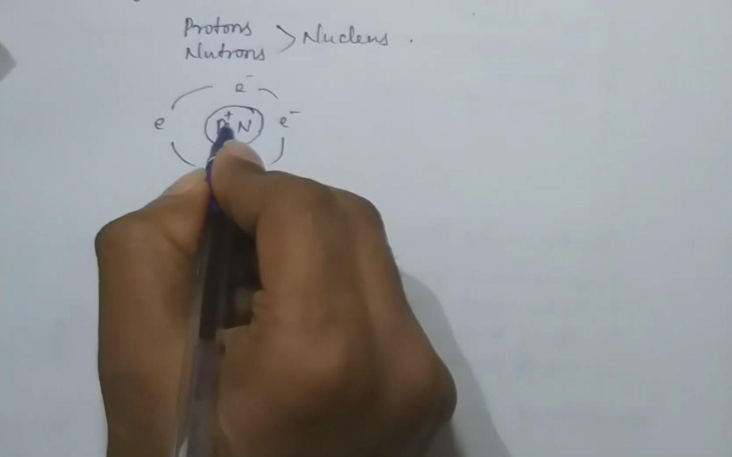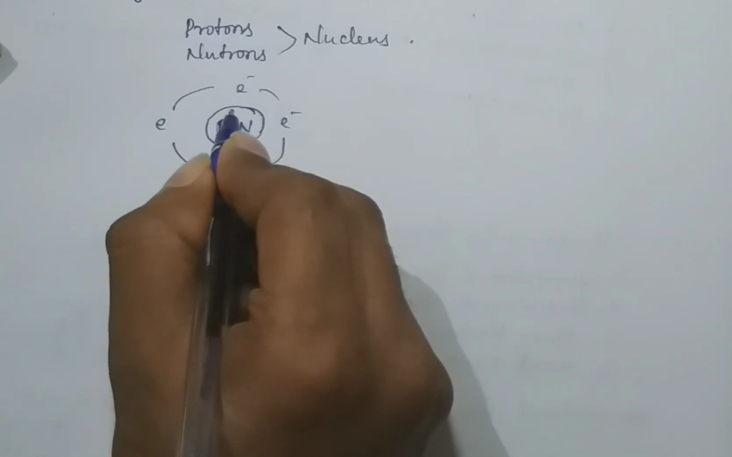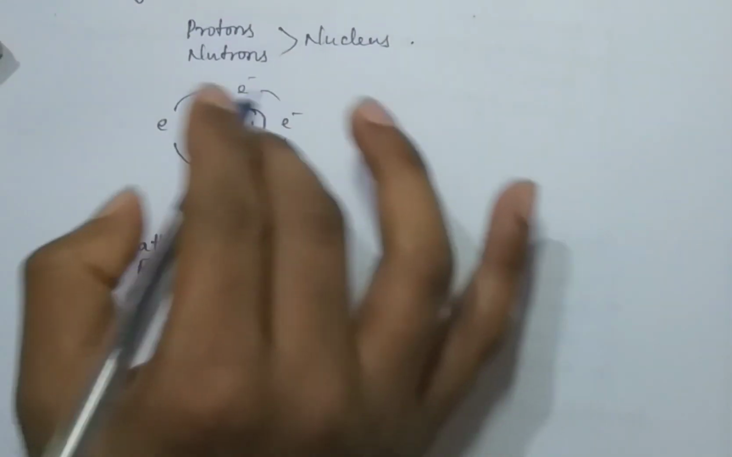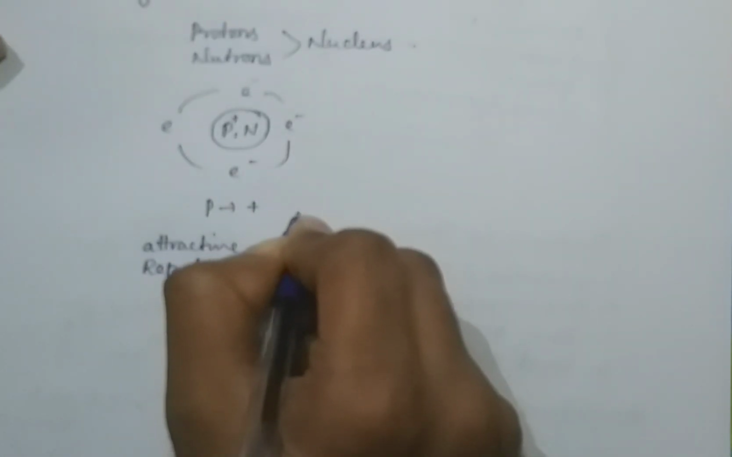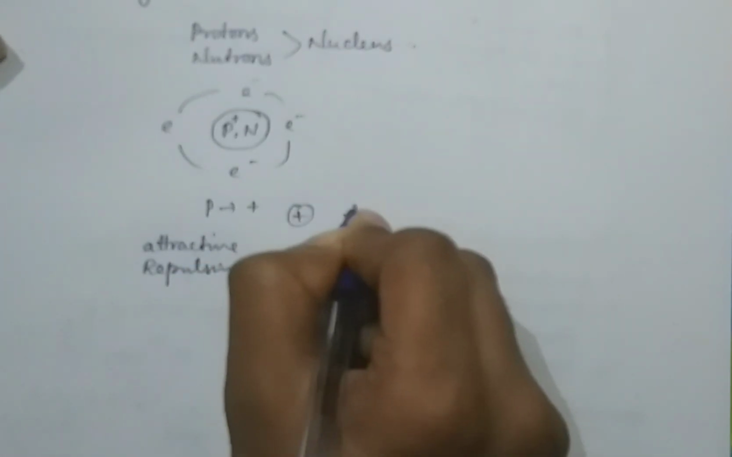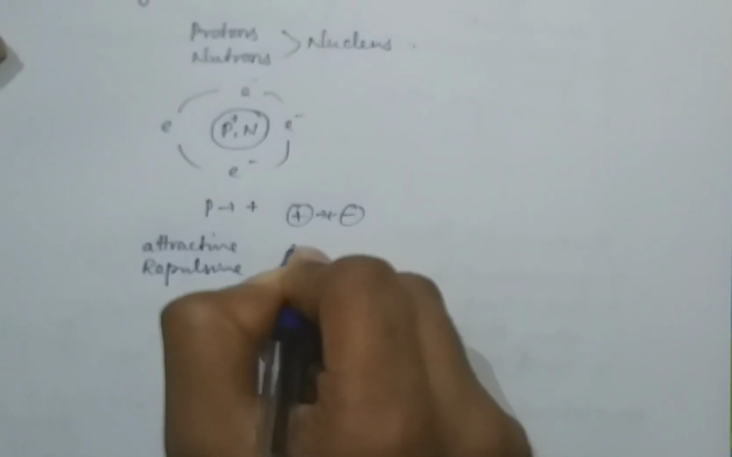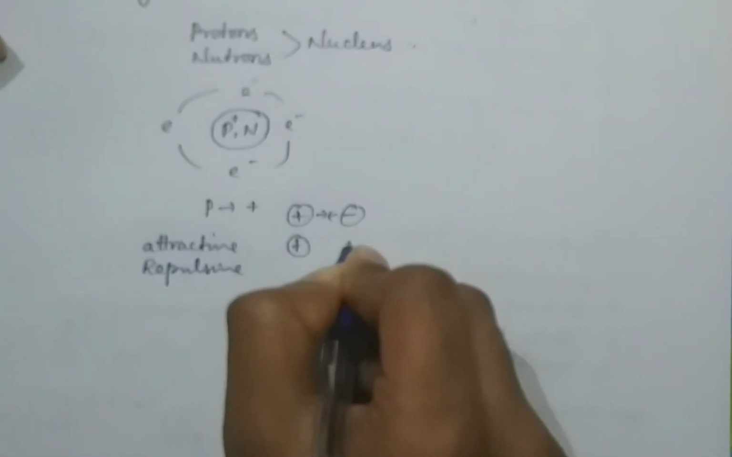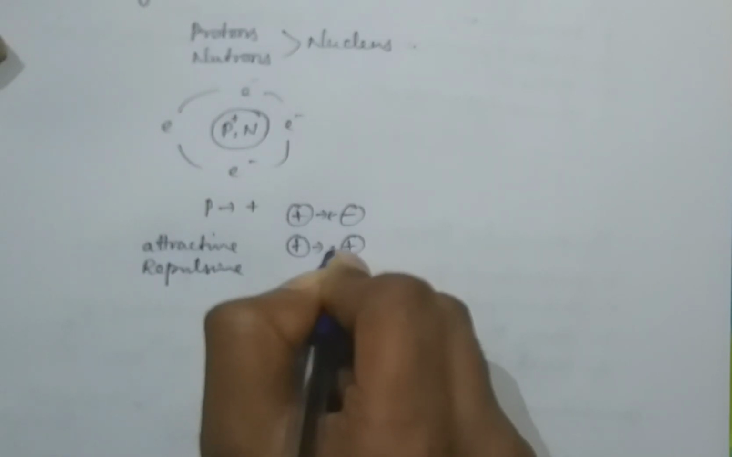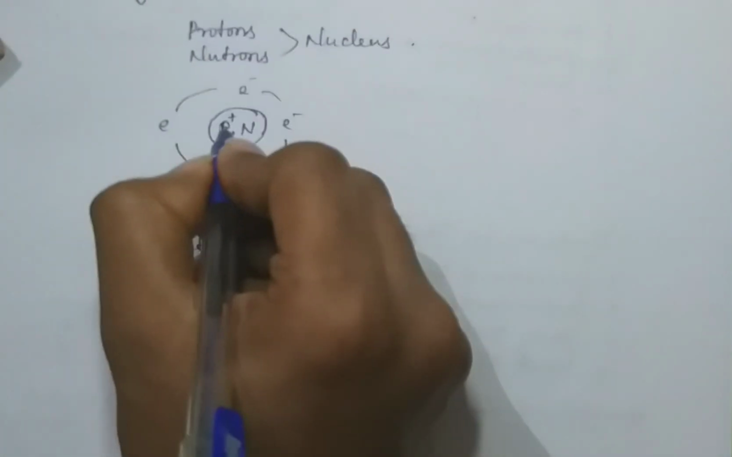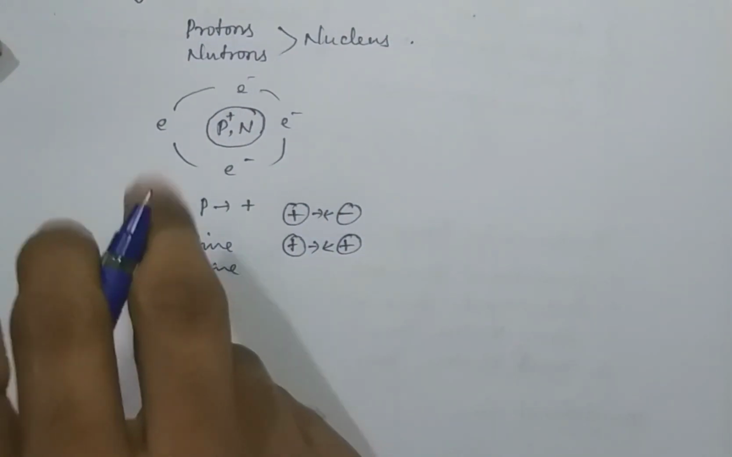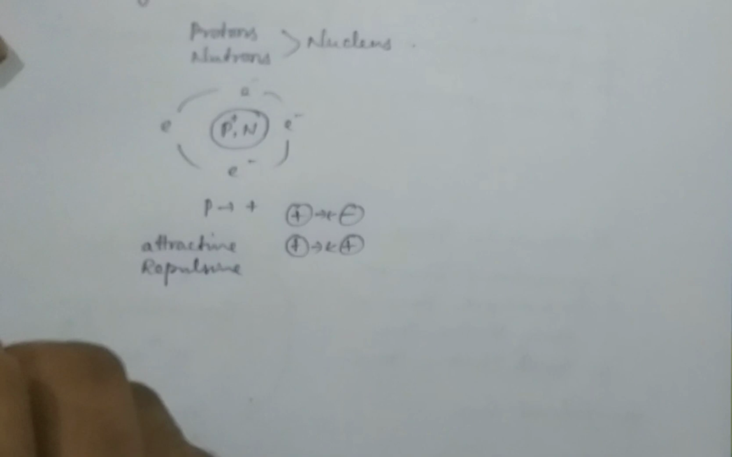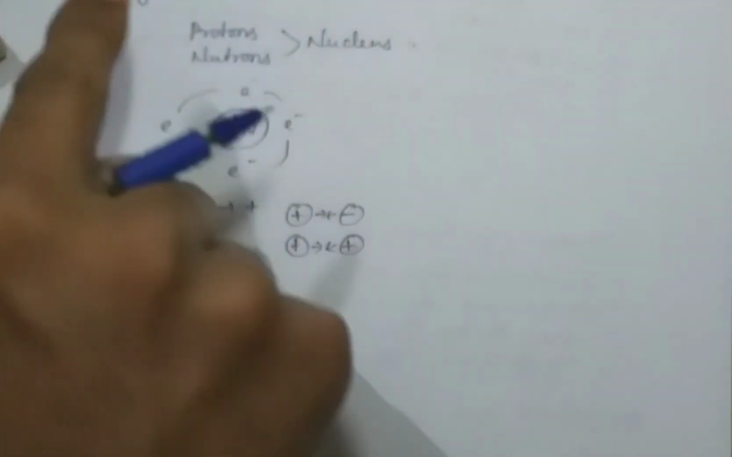The protons present in the nucleus consist of positive charges, so there are so many protons. As we know, opposite charges attract each other, and the same charges repel each other. Here the protons have the same charge, that is positive charge. Hence the protons inside the nucleus will repel each other. In order to bind these protons, we need a strong force which is stronger than the electromagnetic force. This force is the strong nuclear force.